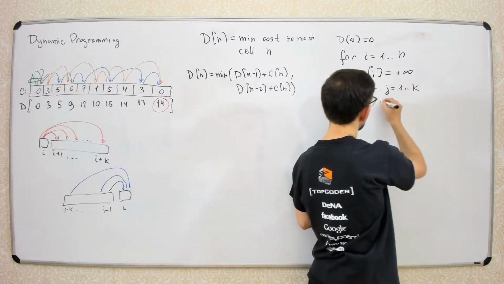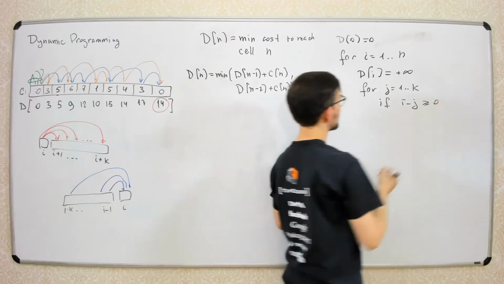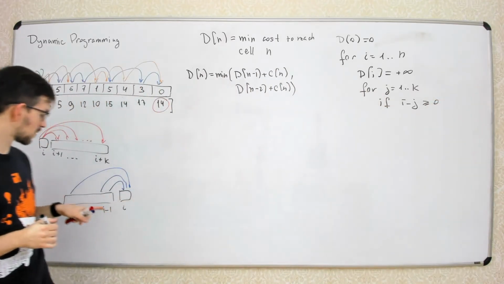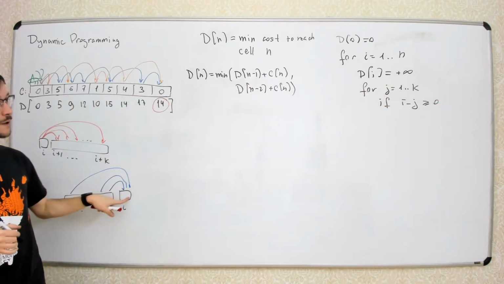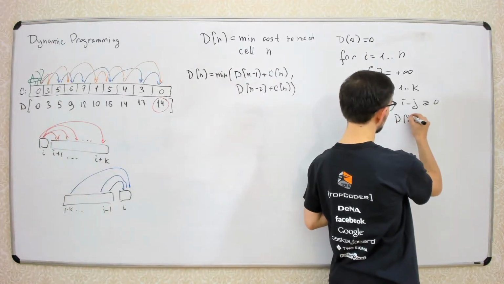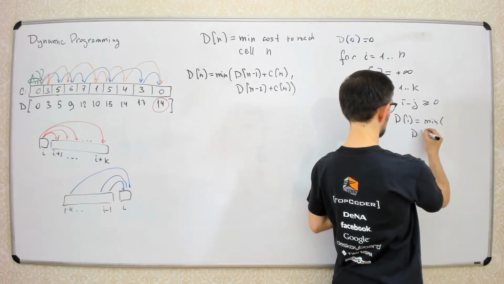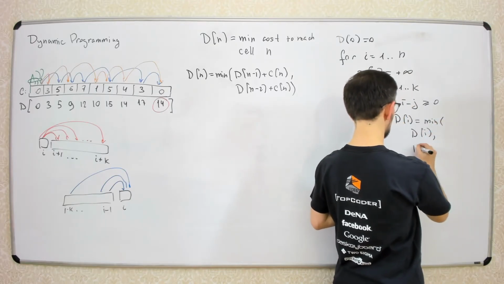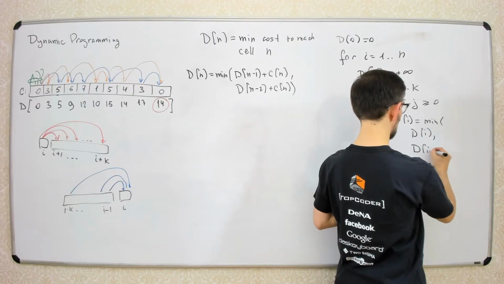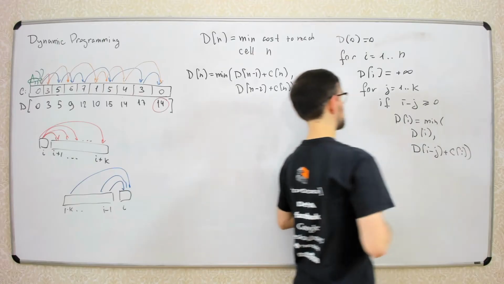from 1 to k. If we have this element, if i minus j is greater or equal to 0, then it's possible to jump from i minus j to i. So I update my minimum to d of i and d of i minus j plus c of i, like this.